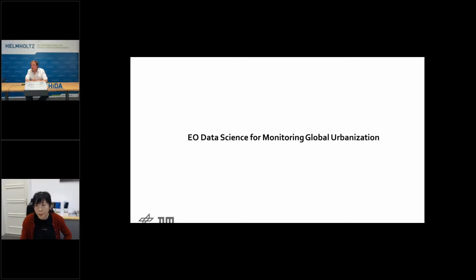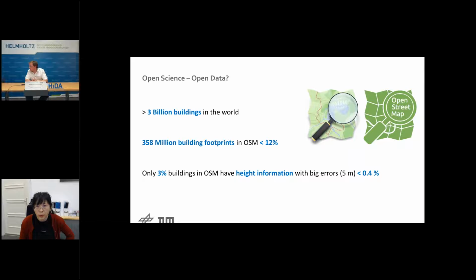A second quick example is to monitor global urbanization. In the era of open data and open science, if you think about building models, you will probably think about OpenStreetMap, but the situation is that we have an estimated more than 3 billion buildings in the world. Only 12% of them have a building footprint in OpenStreetMap, and only 3% of these 12% actually have height information, which means less than 4%.